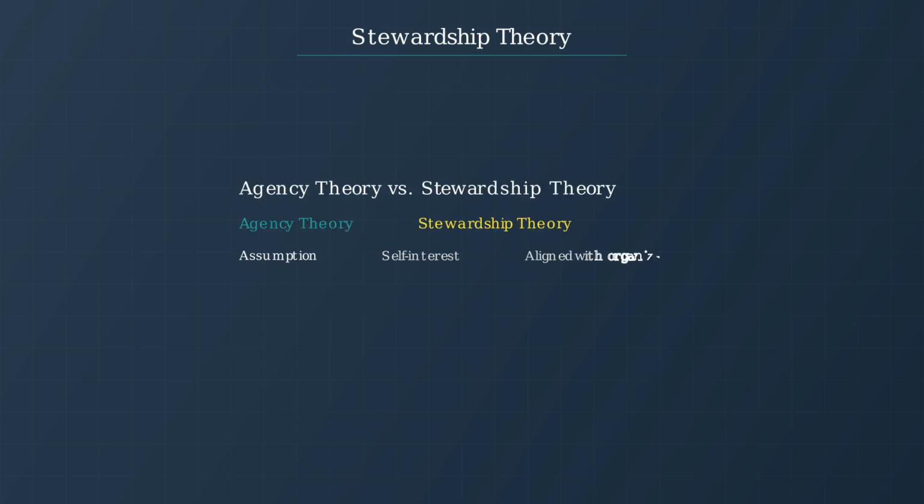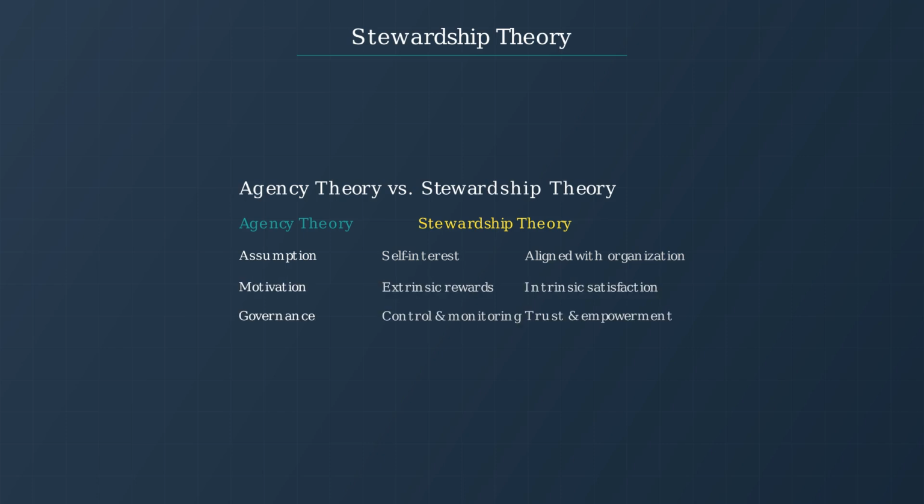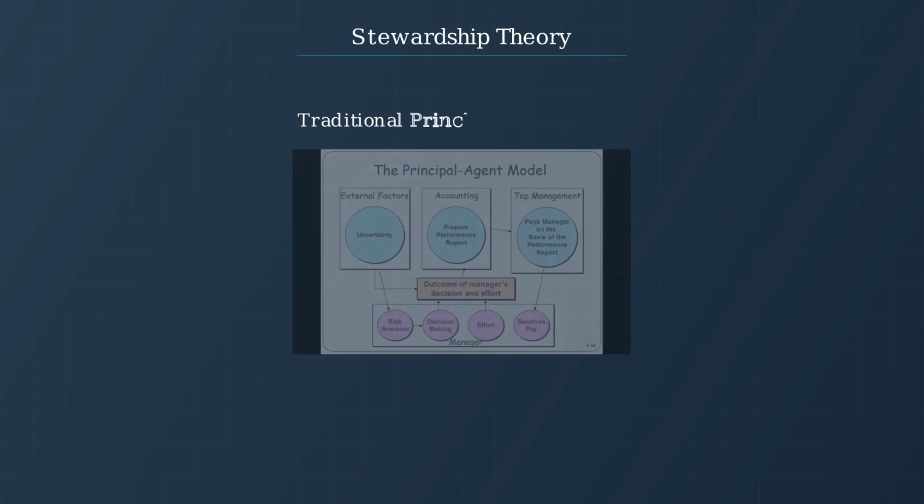Stewardship theory offers an alternative perspective to traditional agency theory. Unlike agency theory, which focuses on self-interest and control, stewardship theory assumes that managers act as stewards whose goals align with the organization's objectives. Traditional agency theory emphasizes the conflicts between principals and agents due to differing interests. Stewardship theory, in contrast, suggests that principals and agents can share common goals and interests.